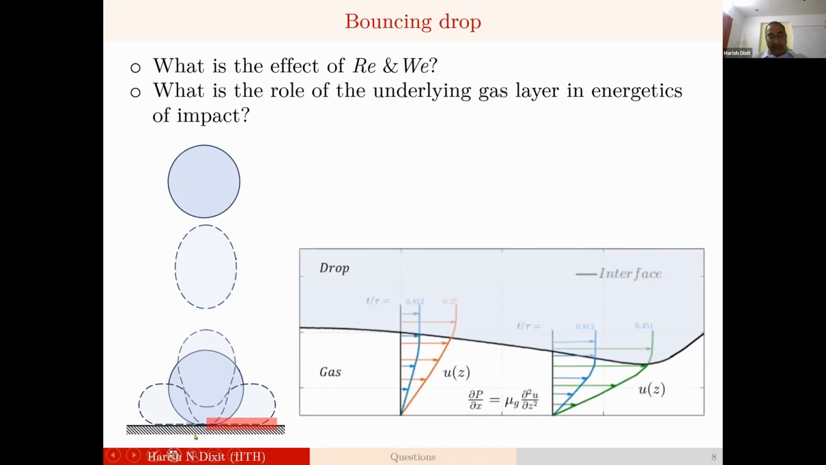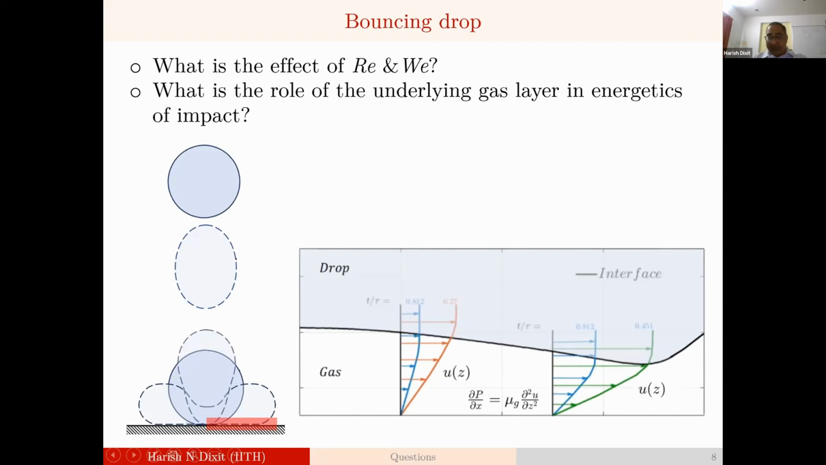When it spreads on the surface, we want to examine what happens in this thin layer. Notice that I'm only highlighting one side of the solid surface. That's because we do axisymmetric simulations. So this little region here is where the drop is spreading on the surface. That's how it will look.